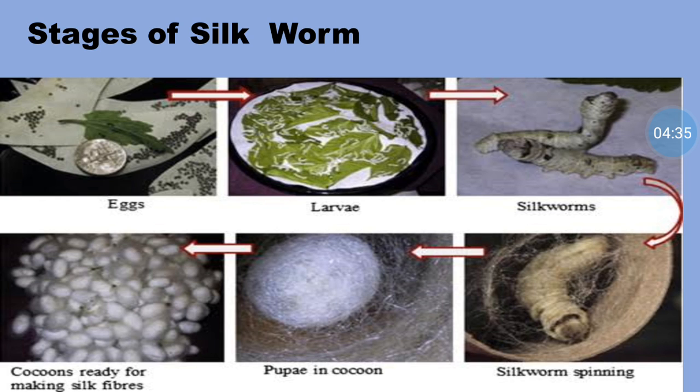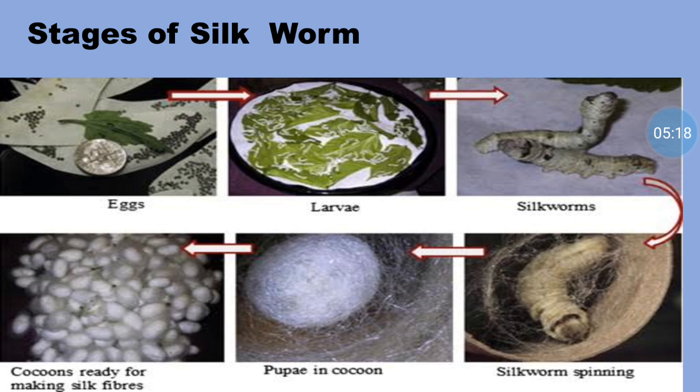Now we shall look into the life cycle of the silkworm. Female silk moths lay around 300 to 500 eggs at one time. These eggs are incubated in a controlled environment until they hatch into larvae or caterpillars. The silkworms feed continuously on a huge amount of mulberry leaves to encourage growth. It takes around 6 weeks to grow to their full size, about 3 inches.